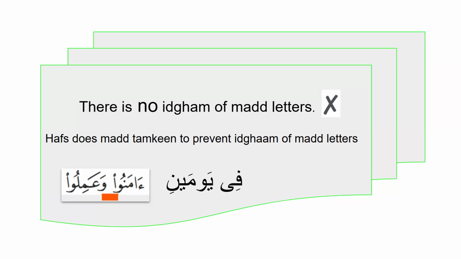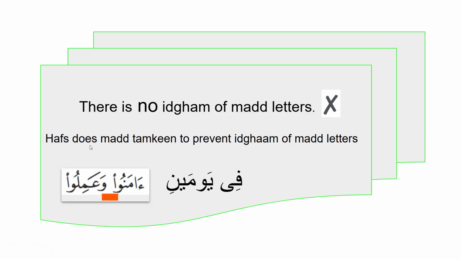So therefore, al-jawf is a separate makhraj, and ya maddiya, as you can see here, is sakin meeting ya mutaharrika. This is a maddiya letter. So this ya maddiya cannot merge into ya mutaharrika because they don't share the same makhraj. Therefore, there is no idgham between the mad letters followed by a mutaharrik letter. Fi yawmayni amanu wa amilu.